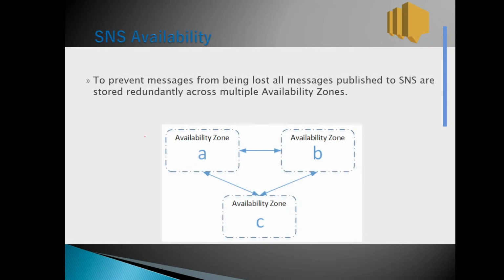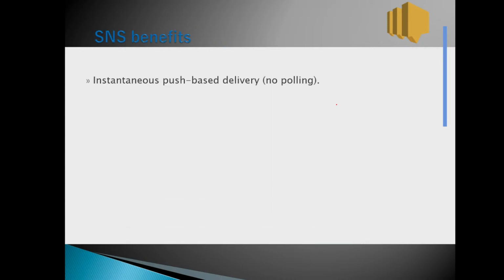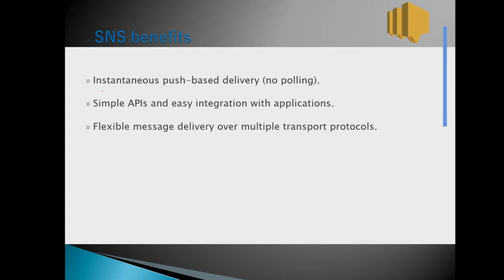Amazon says that the message you are sending will be preserved until all the recipients receive it. To prevent the message from being lost, all messages published to SNS are stored redundantly across multiple availability zones. Benefit of SNS: instant push-based notification, no polling. It's a push-based service. You can even have a flash message. Remember when you call someone and your balance gets deducted, a flash message comes on your mobile, a USSD message basically. That you can also flash using SNS.